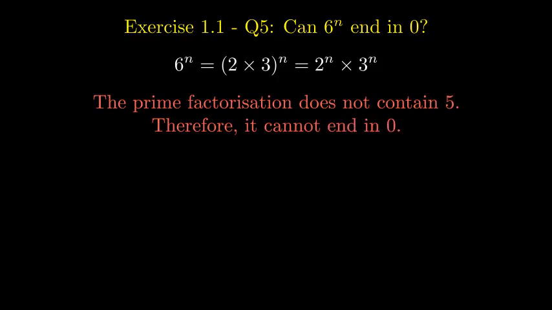Now let us factorize 6 to the power n. 6 to the power n equals the quantity 2 times 3, raised to the power n. This equals 2 to the power n, multiplied by 3 to the power n. The prime factorization of 6 to the power n contains only the primes 2 and 3. There is no factor of 5 anywhere. Therefore, 6 to the power n can never be divisible by 5, and hence it can never end with the digit 0, for any natural number n.